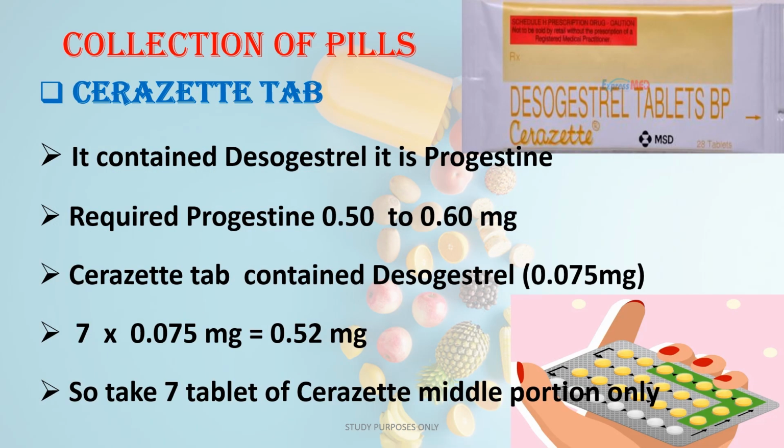Next one is Serracet tab. It is also an ordinary contraceptive pill. It contains desogestrel, which is a progestin. We require progestin 0.50 to 0.60 milligram. Serracet tab contains desogestrel 0.075 milligram. Multiplying with 7, we will get 0.52 milligram. So take 7 tablets of Serracet from the middle portion.